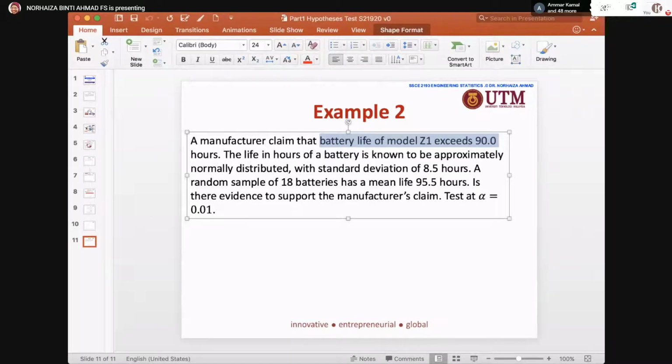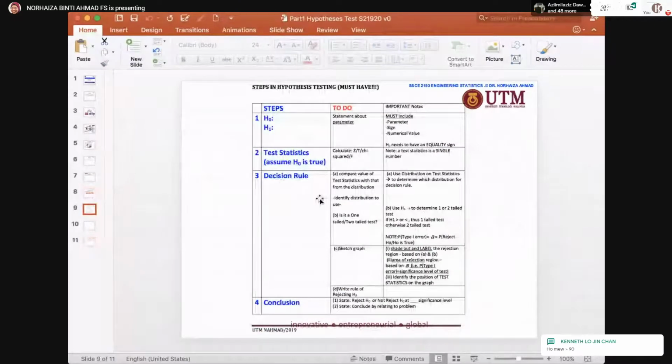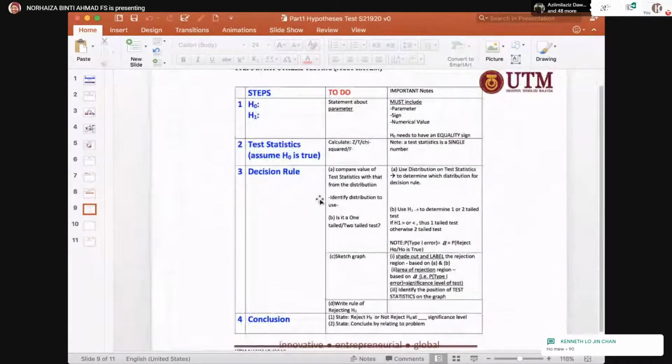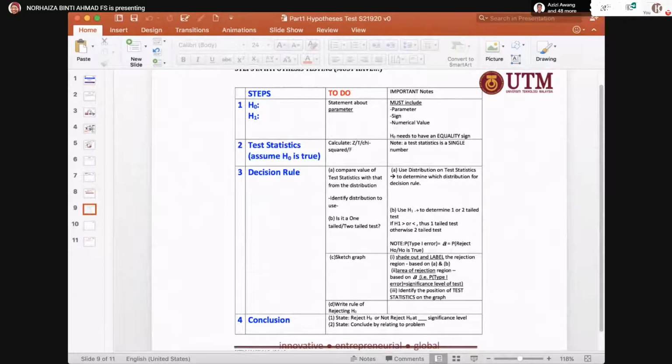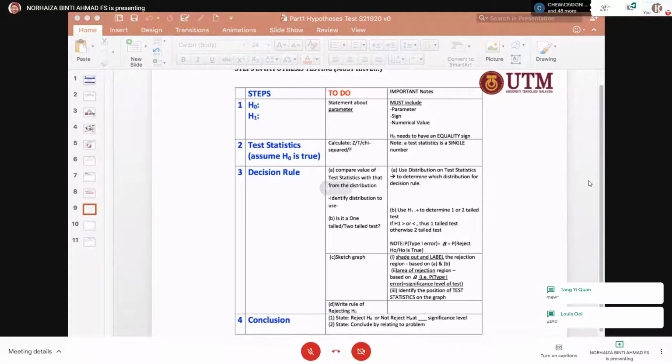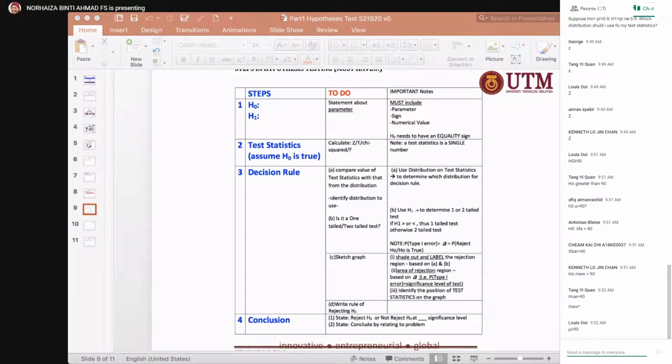Let's look at the slide again. Look in the steps here. Your statement about the parameter should have a parameter, a sign, and a numerical value. Those three conditions have to be there. So how do I write H naught? H naught needs to have an equality sign.